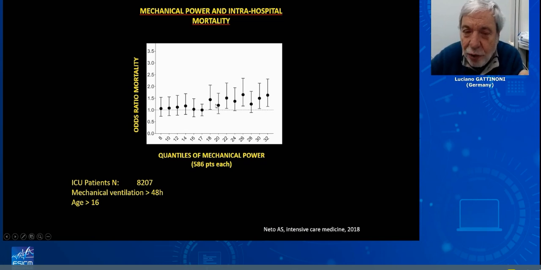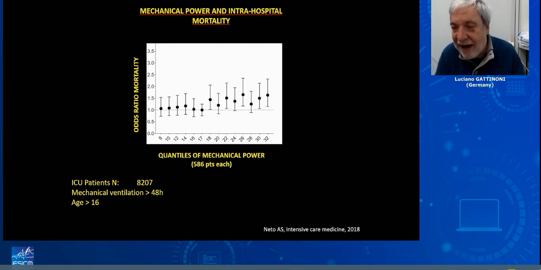but the problem with mechanical power is how to normalize the mechanical power. Because the mechanical power needed to move the lungs and the respiratory system of an elephant or of a rat is different. So we probably have to normalize for lung volumes, FRC or compliance, etc.